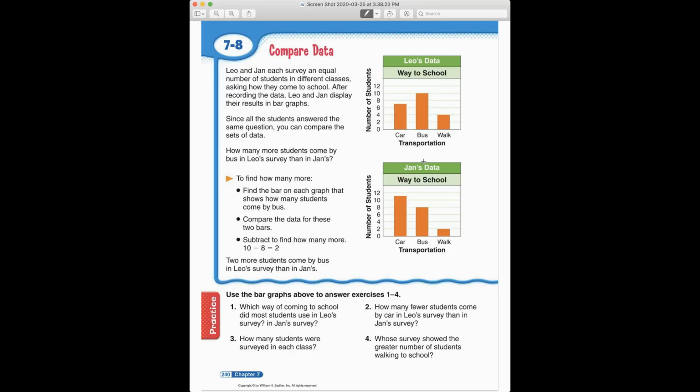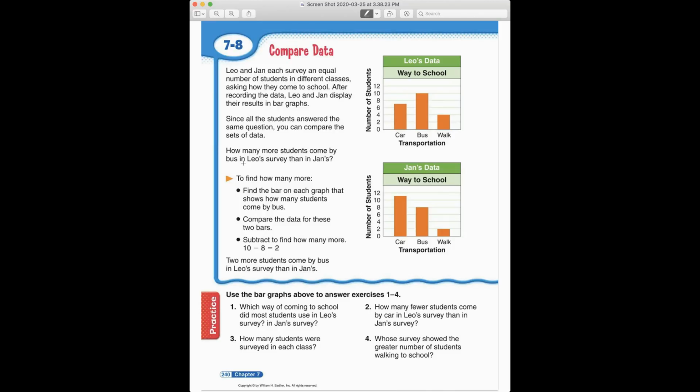So in these two different bar graphs, we see the data collected in a survey from Leo and Jan. They each surveyed an equal number of students in different classes, asking how they come to school. And after recording the data, Leo and Jan displayed their results in these bar graphs. Okay, since all the students answered the same question, you can compare the sets of data.